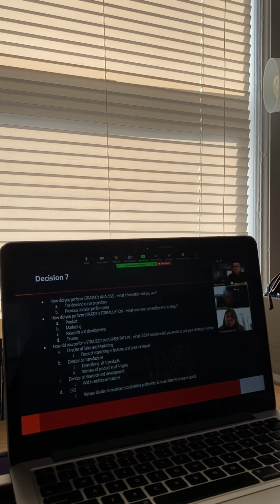So now for decision 7, we kept consistent with our strategy analysis and how we were going to tackle that. Of course, we're looking at the demand curve projection and our previous performance in order to calculate our next move into the future. For our strategy formulation, we focused on these 4 areas: the product, marketing, research and development, and our finances.